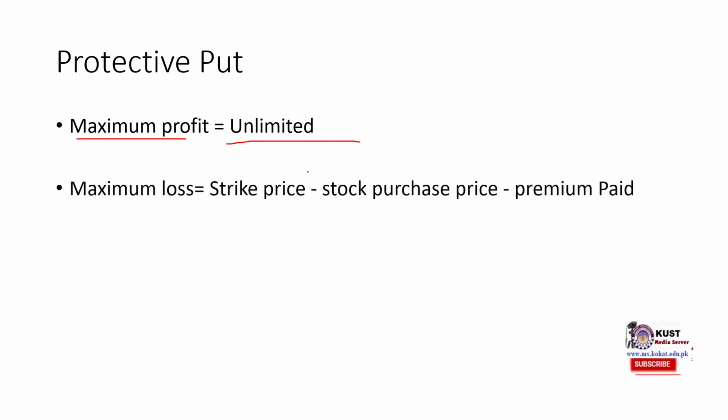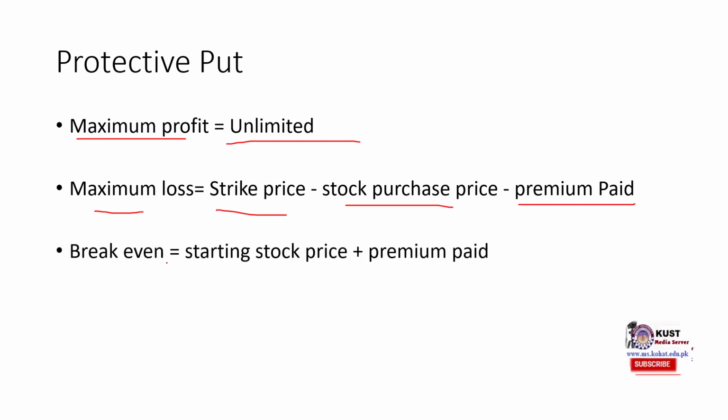It can be seen from this formula that for maximum profit we do not have any formula, because our maximum profit is unlimited. It depends on the future spot price. The higher the future spot price is, the higher would be the profit. So it is unlimited in that sense. Our maximum loss is strike price minus the stock purchase price minus the premium. We would again see the logic of this when we look into the example. The break-even point would be starting stock price plus the premium paid.